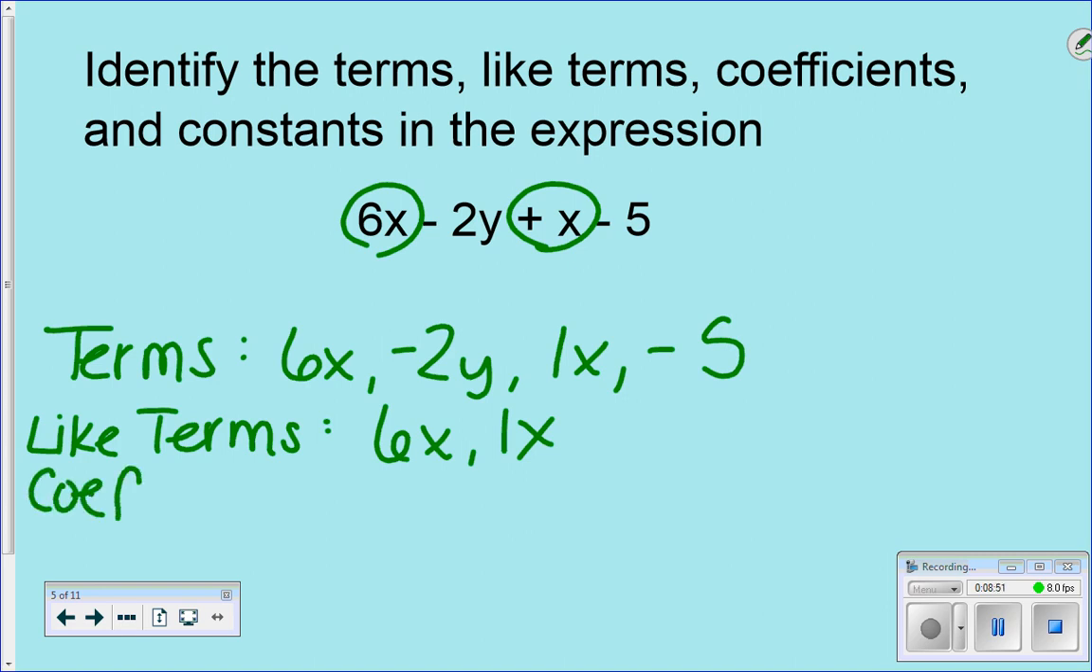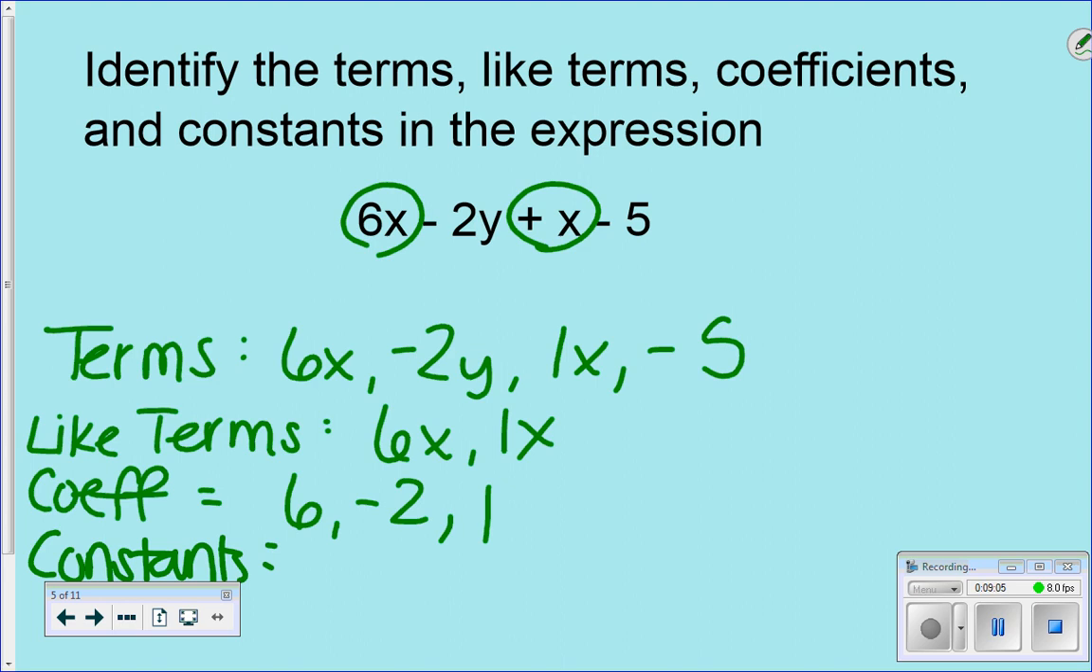Coefficients. Anybody know? And what else? Negative 2, 1. Okay. And then constants? Negative 5. Okay. If you need to, look at your terms. So if you have them listed correctly, you should be able to tell exactly what should go where.